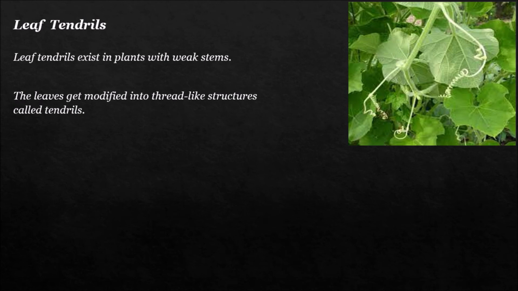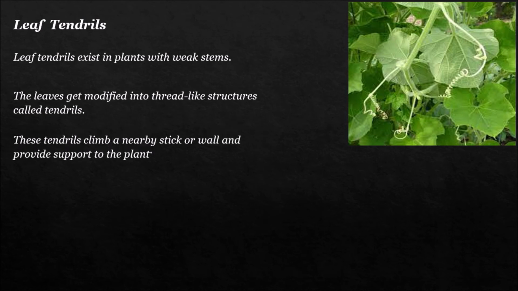So how do the leaves get modified? The leaves get modified into thread-like structures called tendrils. These tendrils climb a nearby stick or wall and provide support to the plant. So what is the main function of the leaf tendril? It gives support to the plant by sticking to the wall or stick which is given.